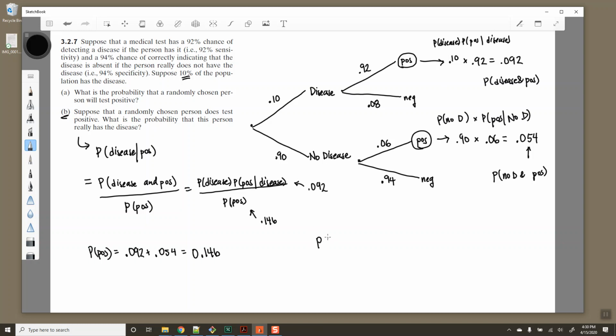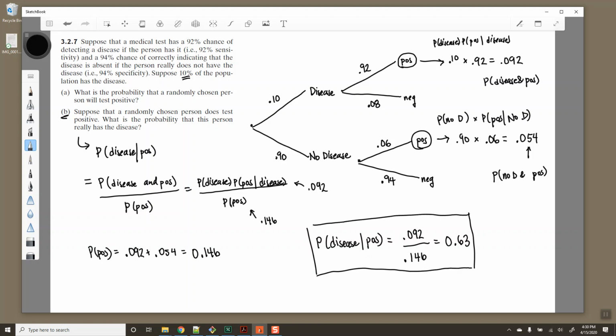So the answer, the probability of disease given positive, given these values, is going to be 0.092 divided by 0.146. And when you do 0.092 divided by 0.146, we're going to get 0.63. Okay, 0.63. And that's going to be the answer to that problem there. Okay, so I'm going to go ahead and stop the recording.